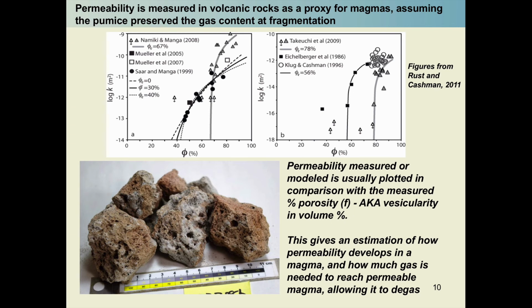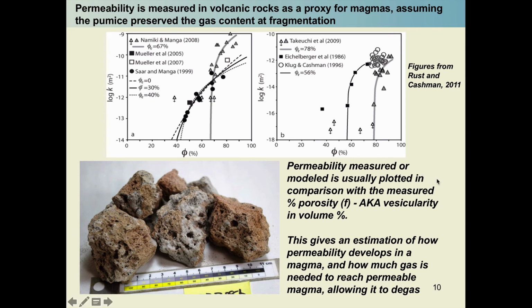So we can also measure permeability from these rock samples, and we can assume that that permeability is what that magma had in terms of its ability to degas at the point at which it fragmented and created those pumices. So we're basically using the pumices as a fossil record for the porosity and permeability of the magma at the point at which it fragmented.